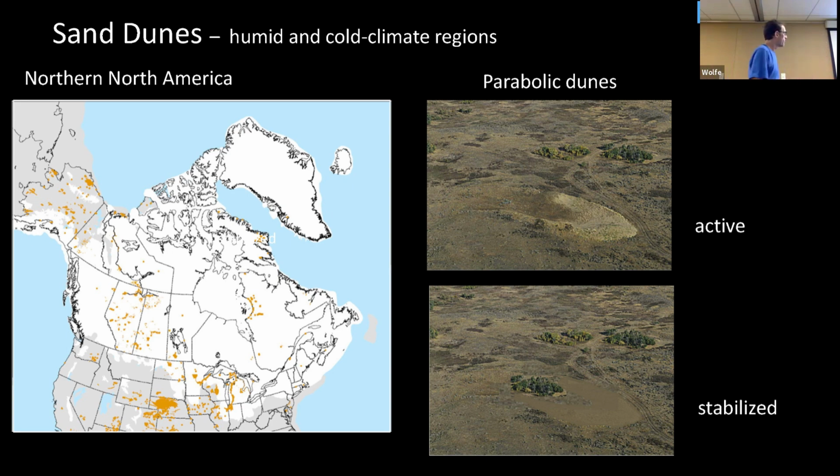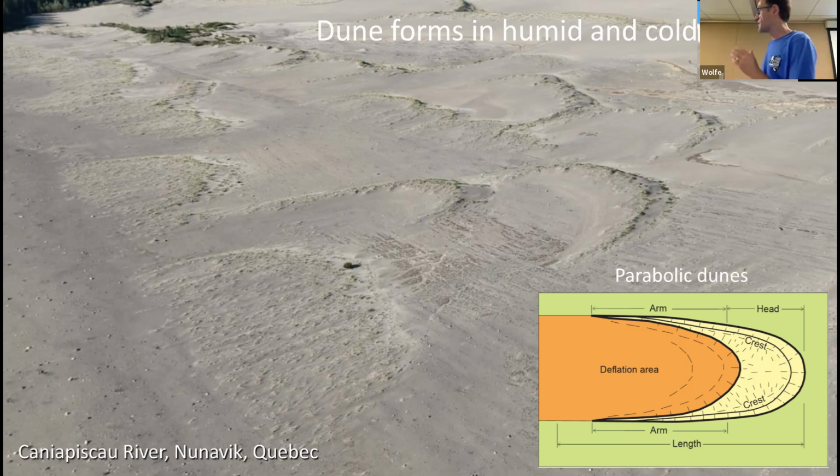All right. Now, this is the active form, and this is the stabilized form. I've shaded it out. It's hard to see. Like I said, it's hard to see these features, and so they generally go unrecognized throughout the cold climate regions in the Northern Hemisphere. This is the shape of those dunes. And here's an example.